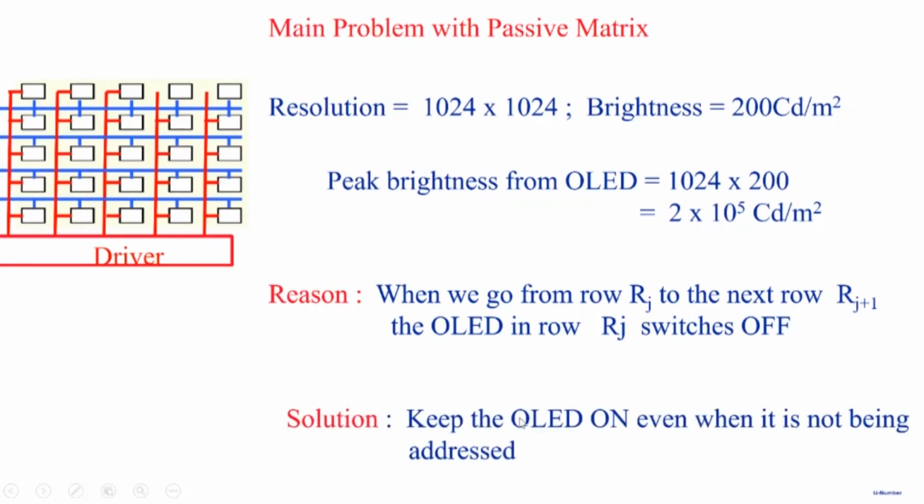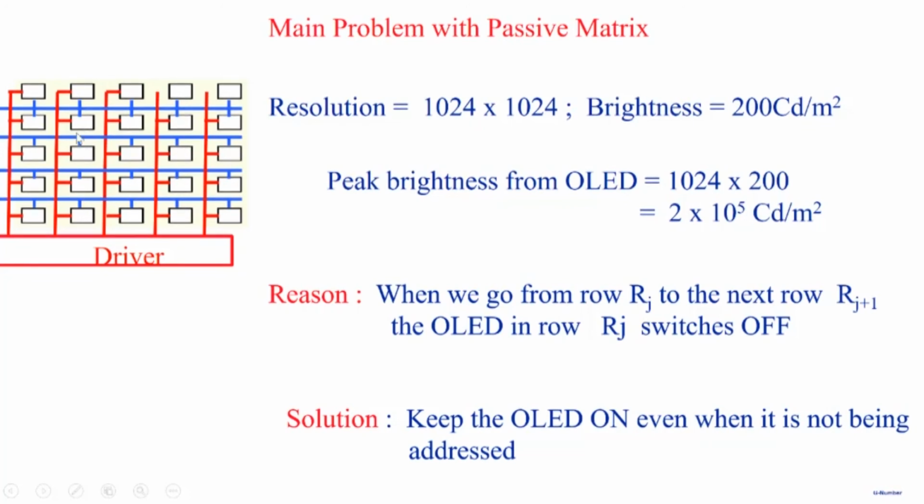So the solution to this is to keep the OLED on even when it is not being addressed. Let's say you light up this OLED to 200 candela per meter square. Then when you go to the next row, we don't want it to switch off. We want it to remain on at 200 candela per meter square. If this one is, let's say, 150 candela per meter square, a different brightness level, when you go to the next row, I want it to remain at 150 candela per meter square.